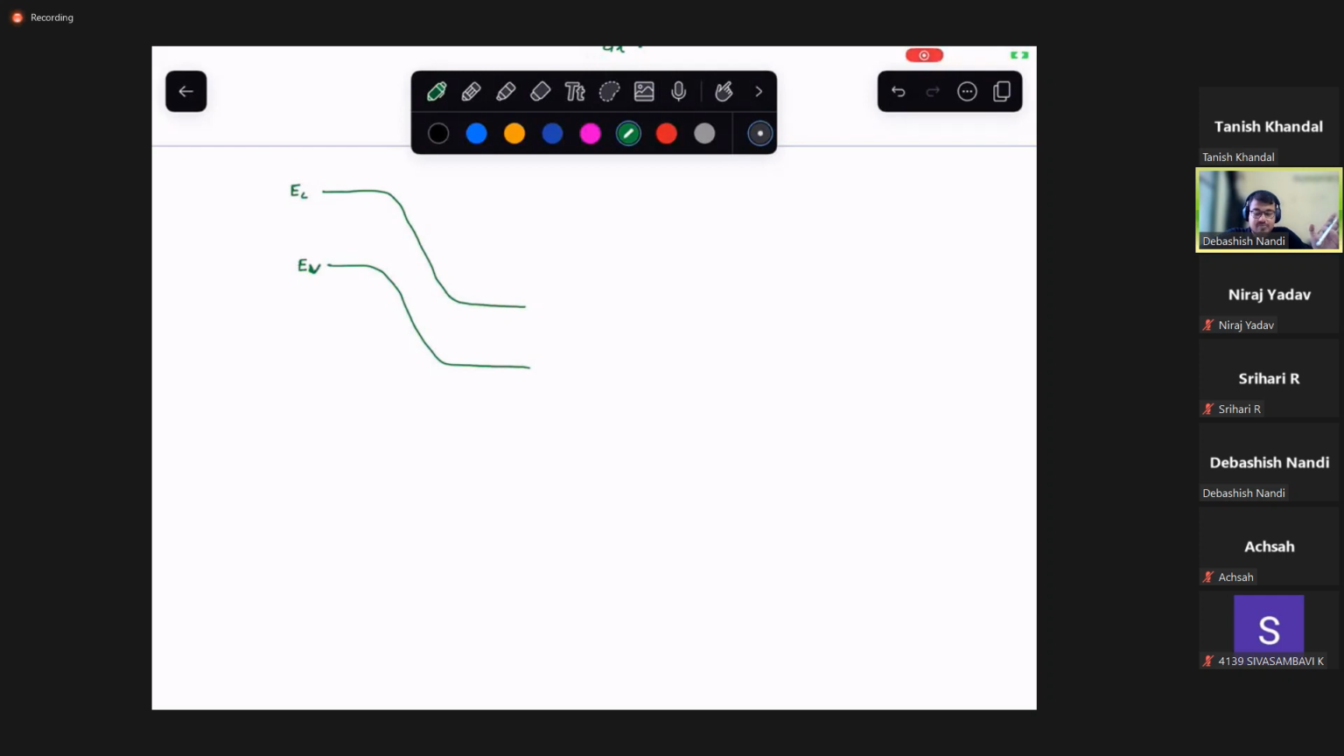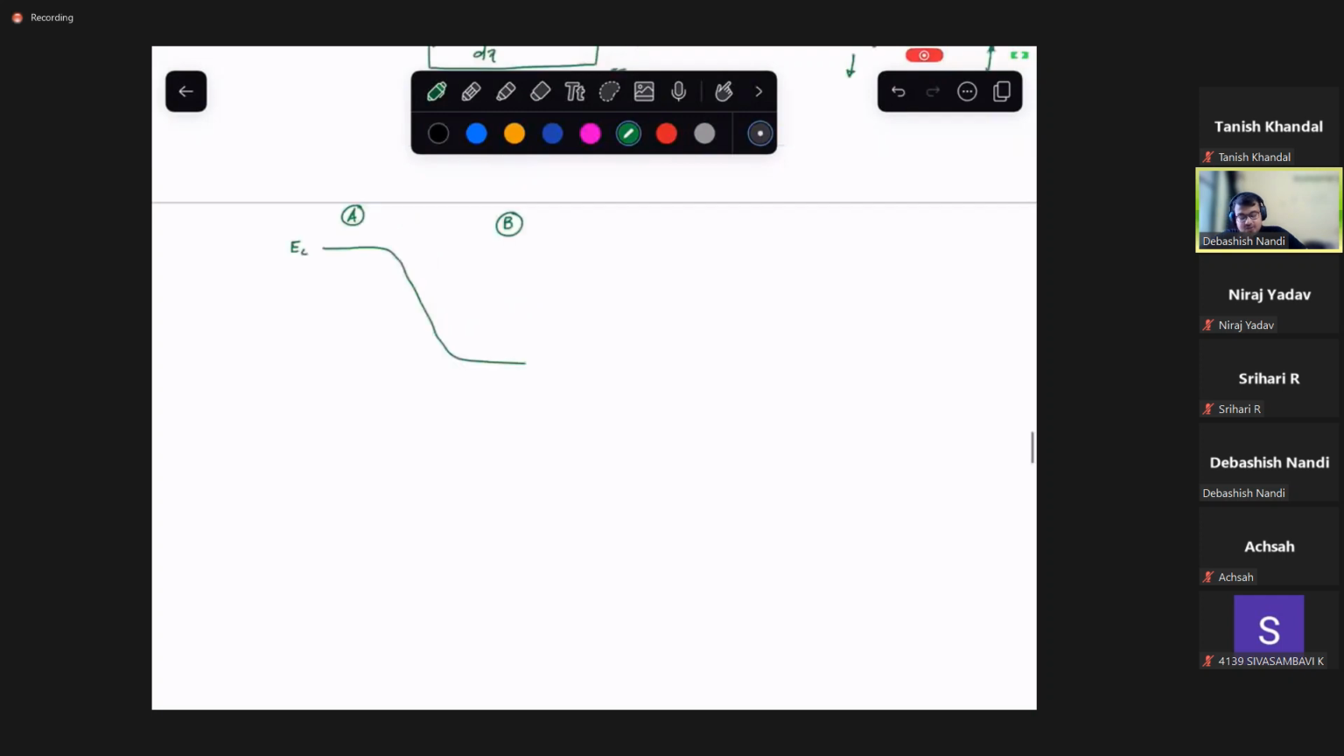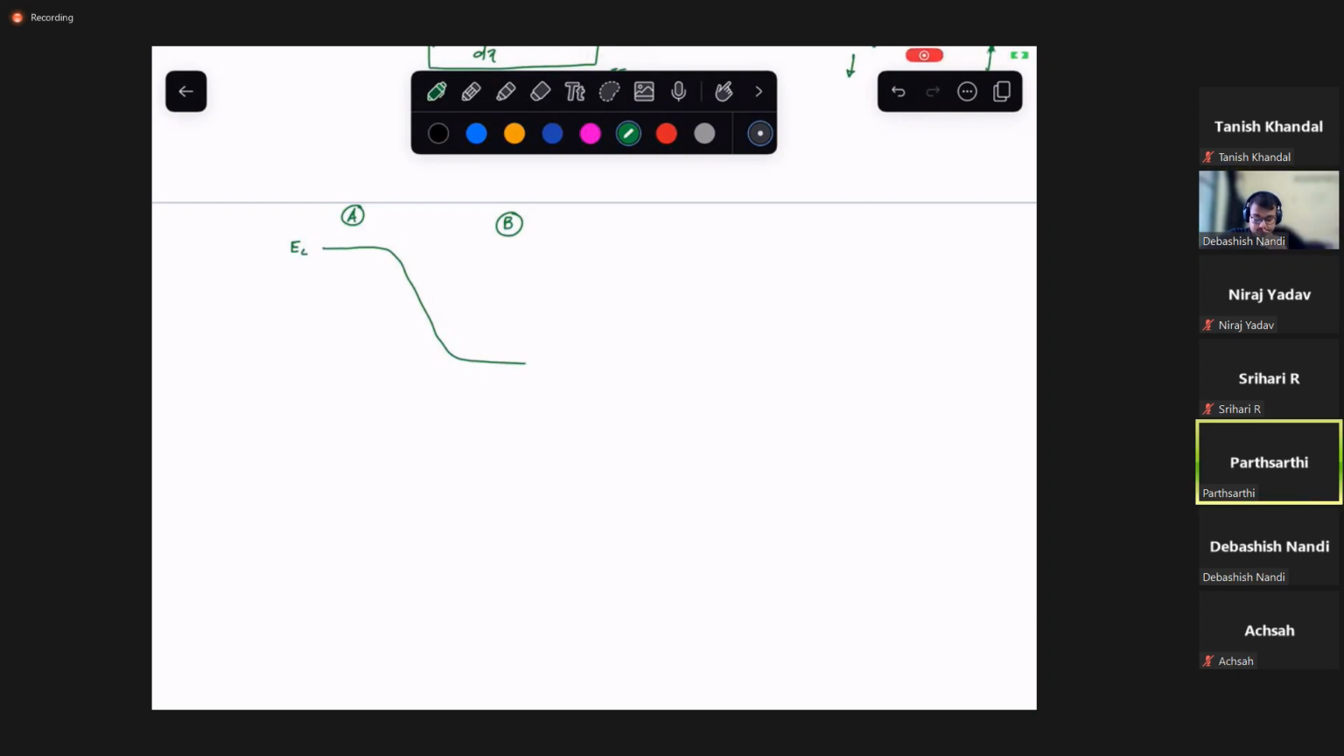Can anyone at least attempt this question? Suppose this is my region A and region B. Let me just remove this other energy level. Suppose this is my EC. So will my electric field be from A to B or B to A? B to A. Why?